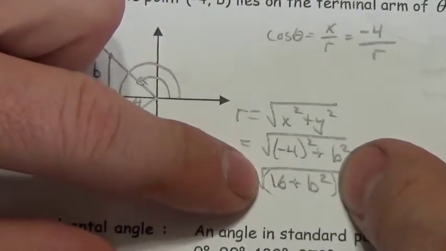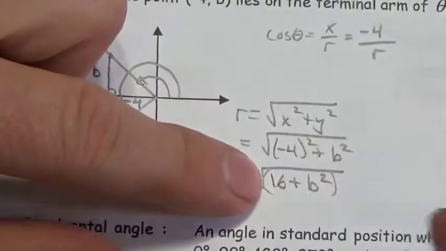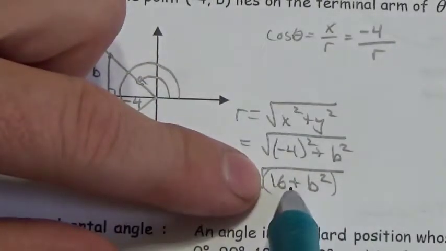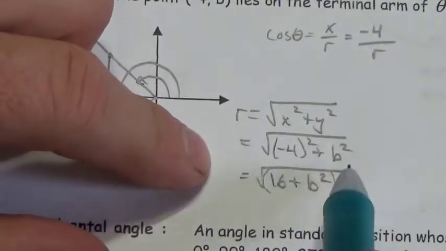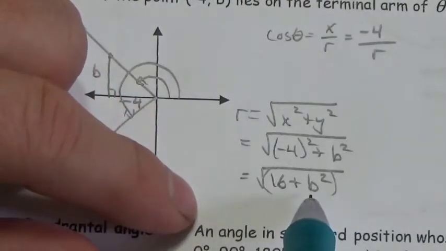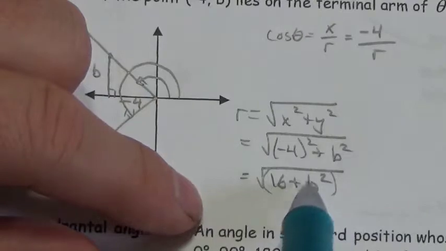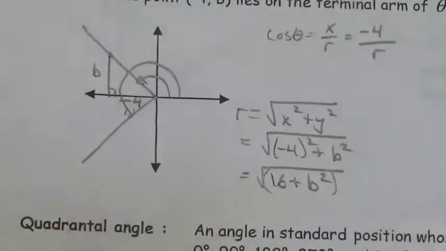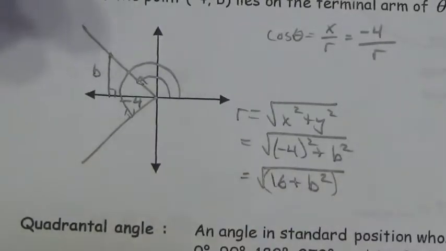Order of operations tells us we have to do what's inside the parentheses first, which means I would need to square the b and add the 16 before I can take the square root. But because I don't know what the b is, I don't know how to square it. I don't know how to add it to the 16. That is the dead end. I cannot go any further than that. That is as simple as I can make that.